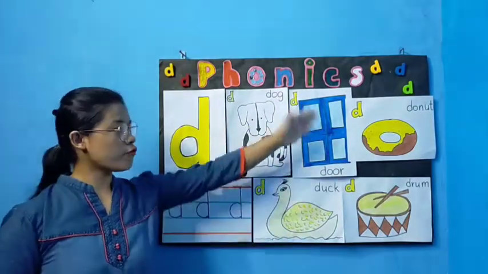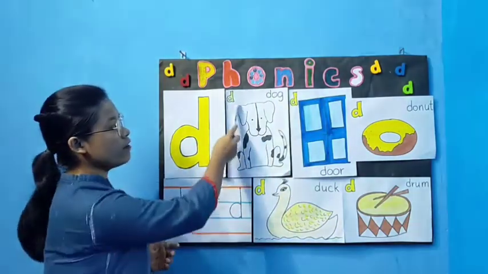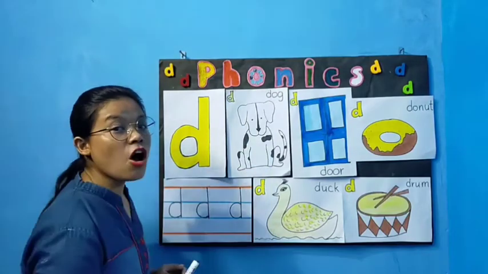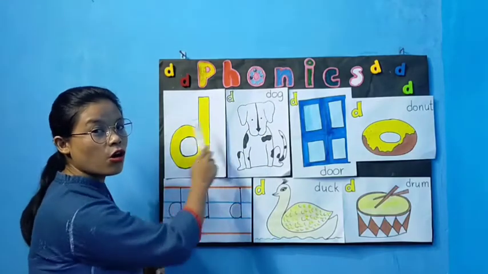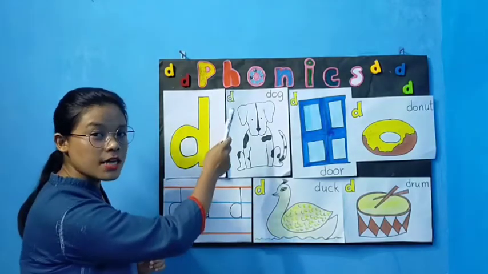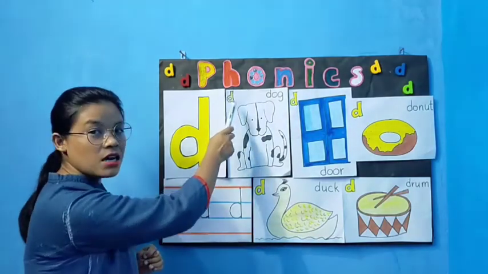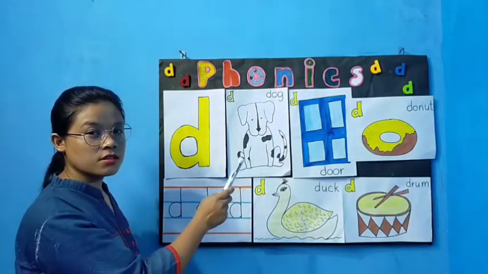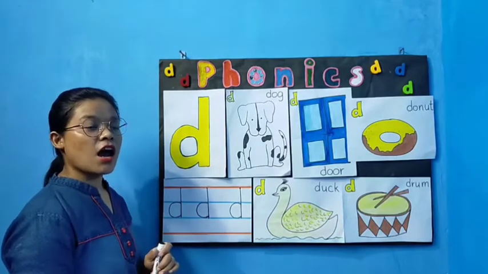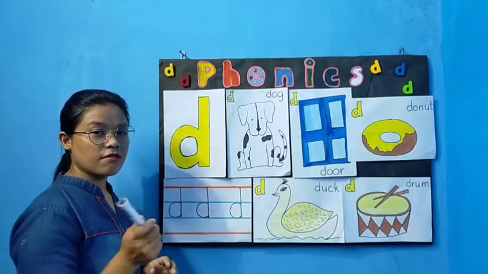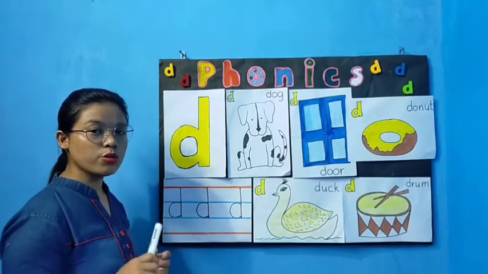Now let's see some of the pictures here, okay. So here we have D, dog. Say with me, D, dog. D, dog. D, dog. Do you have dogs in your house? Yes, I have. But I will show you in another video. Okay, I will show you my dog.